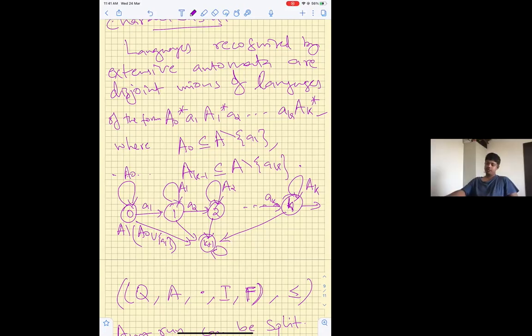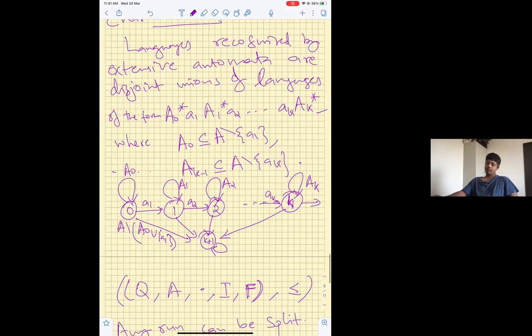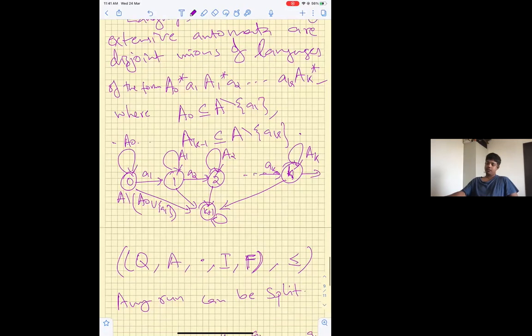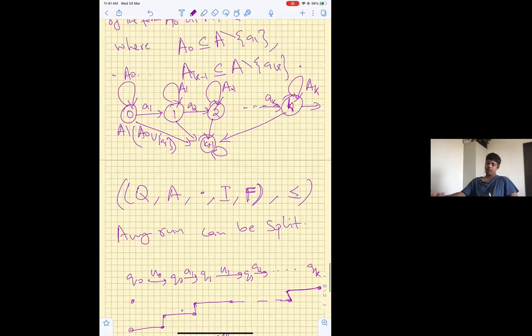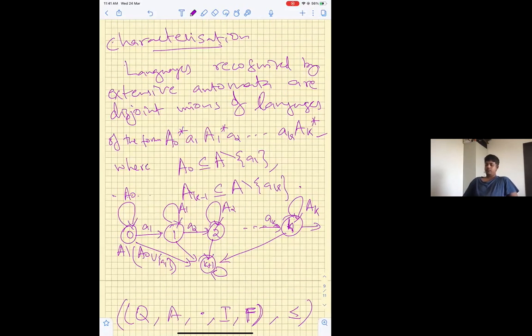So this is R trivial languages. What about L trivial? Can you tell me what will be the regular expression for L trivial? And what will be the analog for automata for L trivial? That's an interesting question.